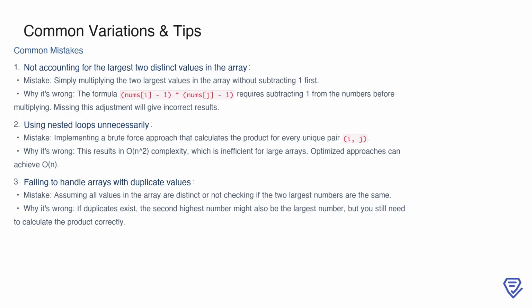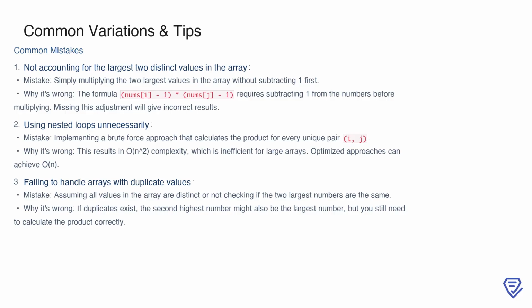First, it's important to ensure that you're accounting for the largest two distinct values in the array. Some might mistakenly multiply the two largest numbers directly without subtracting 1 from each beforehand, which will lead to incorrect results. The formula explicitly requires you to compute (nums[i] - 1) * (nums[j] - 1), so skipping that subtraction step is a critical error. Another frequent mistake is using nested loops to calculate the product of every possible pair.